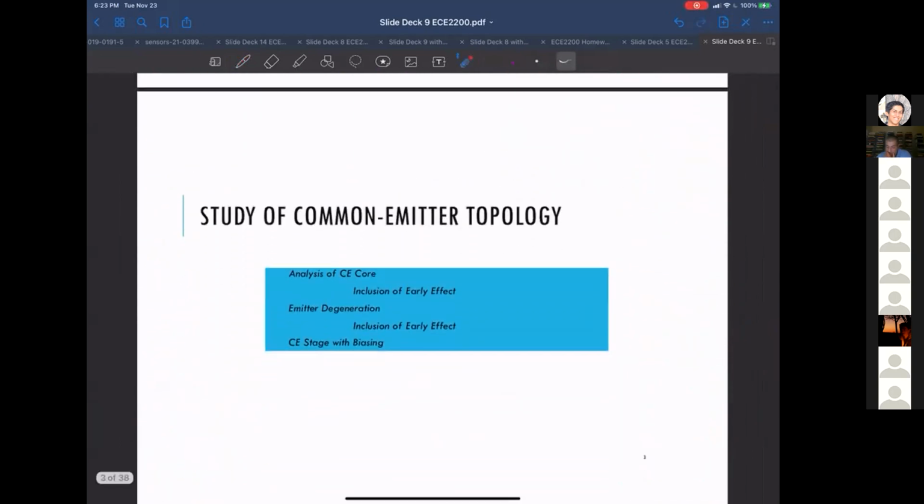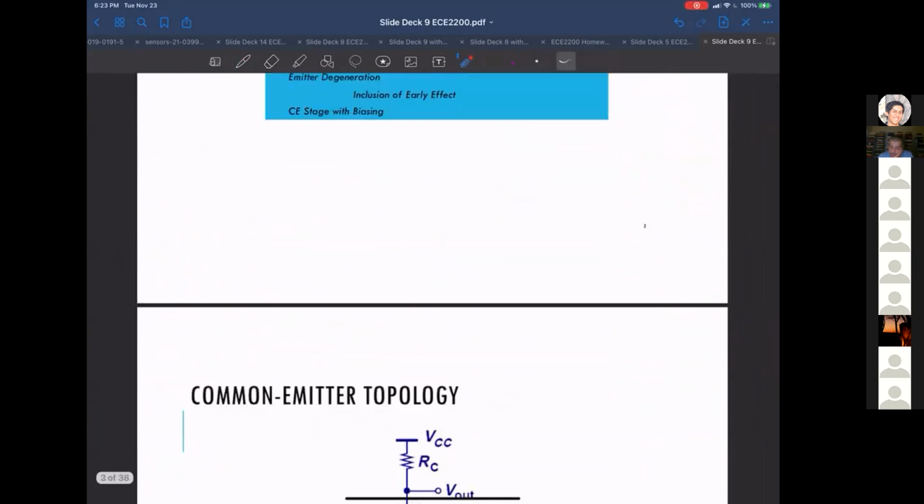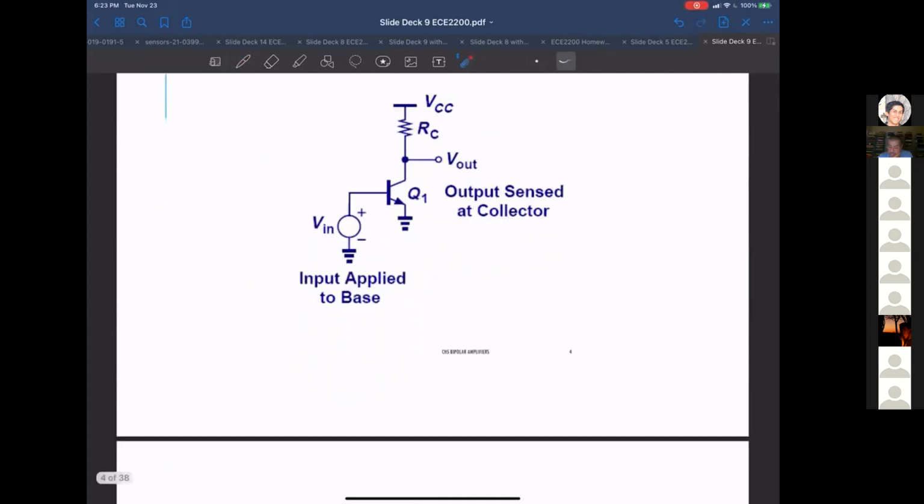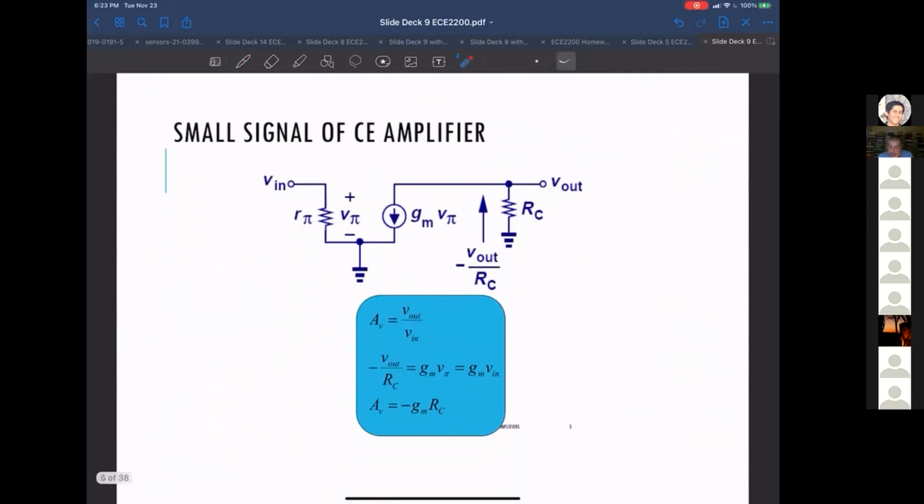Okay, so let's talk about the common emitter. We've talked about this quite a bit already. The common emitter means the emitter is somehow the reference point. Now this could be without degeneration, so this is the straight common emitter. The emitter is grounded, input goes to the base, and the output comes from the collector. Again, we went over the small signal amplifier topologies. The gain is this gain equation.